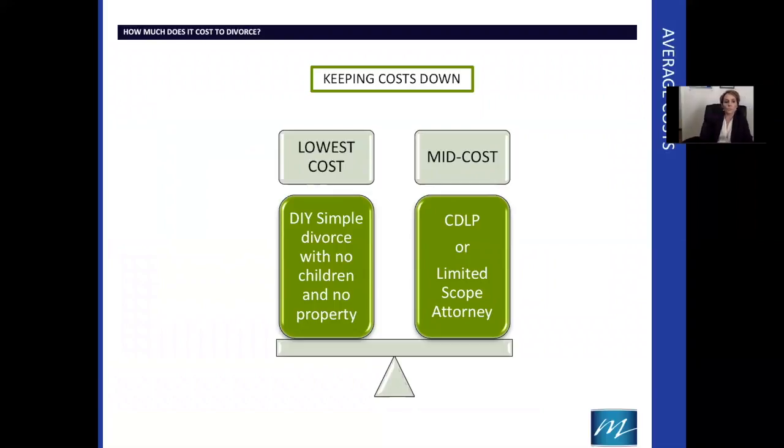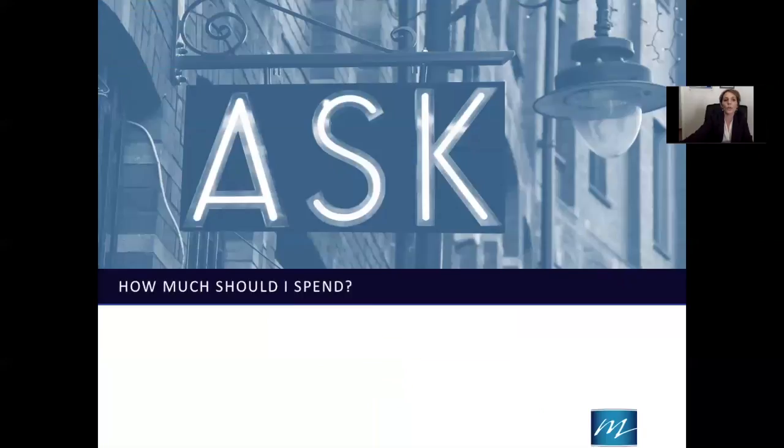And the way that I recommend you go about making this decision is by doing a cost-benefit analysis. And we're going to go through these slides and talk about how to do a cost-benefit analysis based on your reality. How much should you spend? This is a good question to be asking yourself because the answer is not the same for everyone.